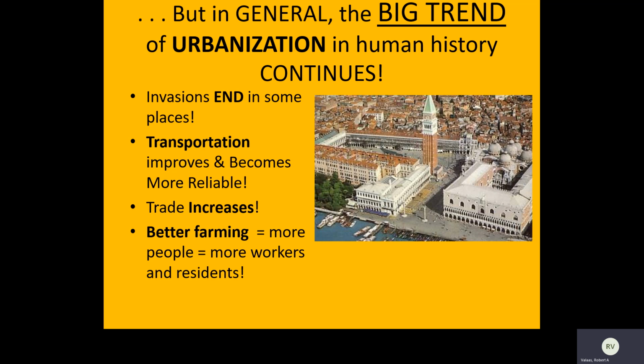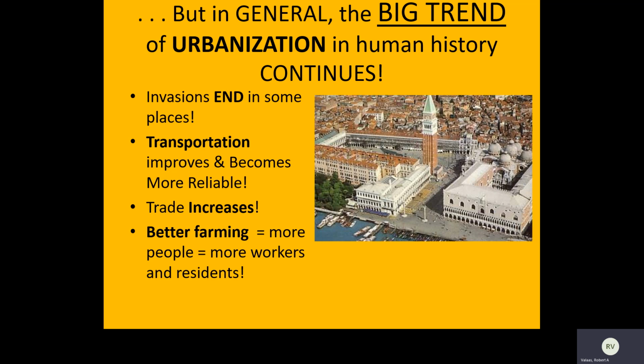And of course, that increased trade leads to people needing places to meet up and trade and produce goods. And that, of course, boosts the growth of cities like Venice here, one of the key trading cities of Europe. Better farming, too, increases the amount of food available. That, of course, increases the population, and a lot of that population winds up moving into cities, too. So urbanization continues as a trend in human history.